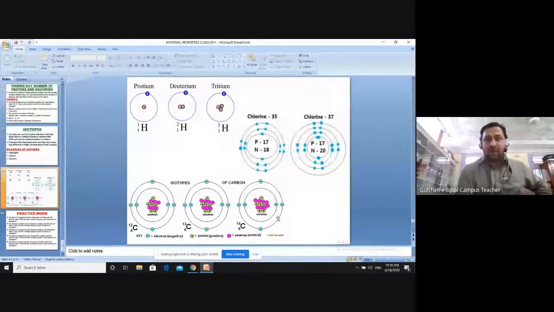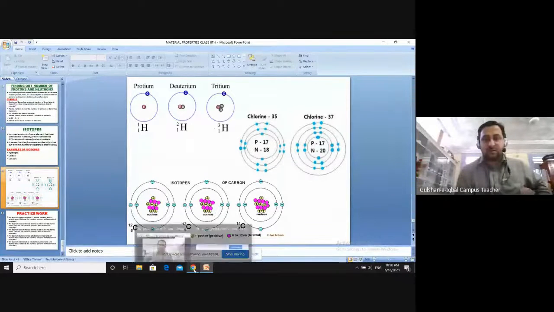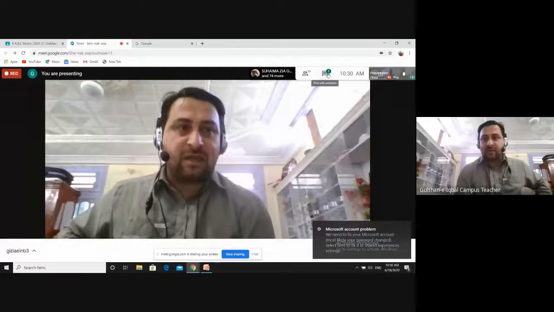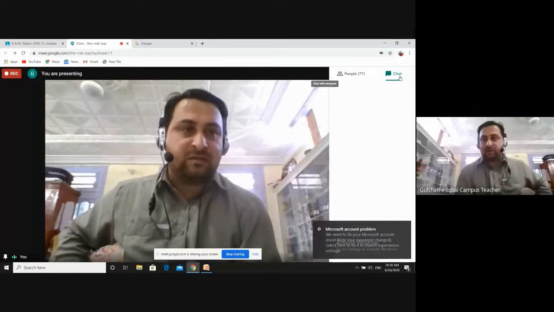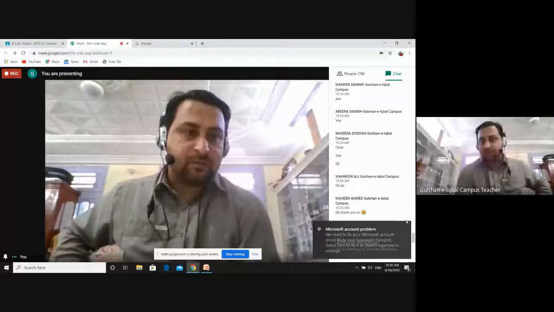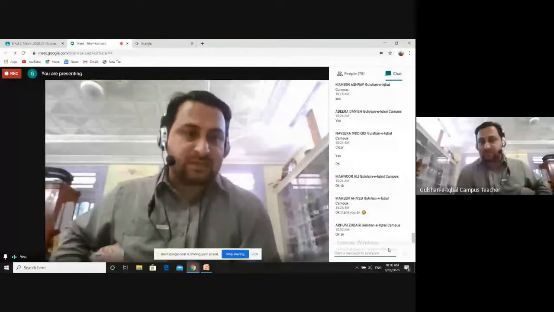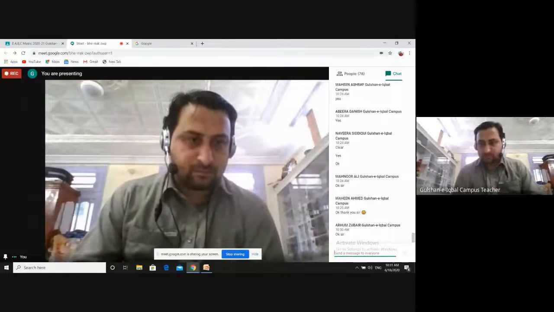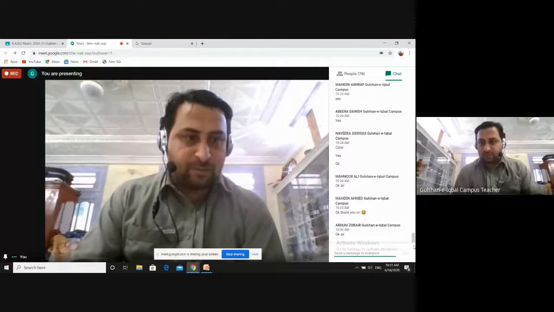So now we have 3 isotopes. The first one is of hydrogen. The second one is of chlorine. The third one is of carbon. So isotopes are the atoms of the same element having the same atomic number but different mass number. Same atomic number but different mass number. Now if you have any question regarding isotopes, you can ask.